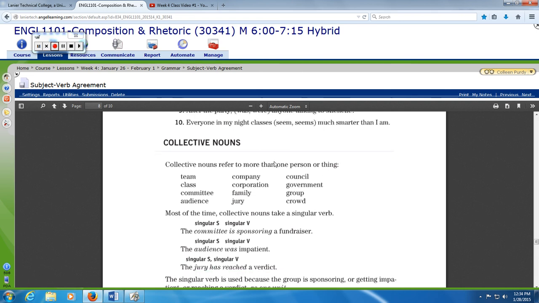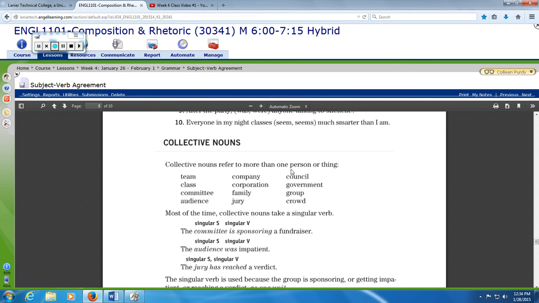Now, can you have companies? Yes, but remember, it's always treated as singular. Councils, well, no, that's not true. You can have plural councils. That would be more than one council, in which case it's treated as plural.